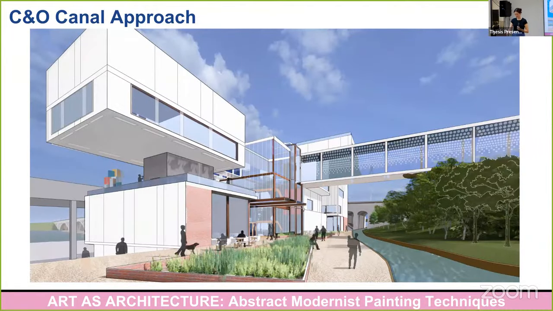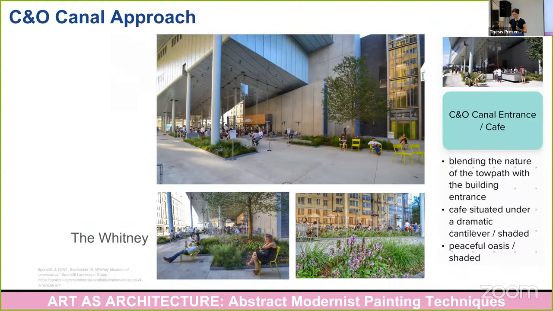The canal entrance is meant to be a moment of blurred edges by blending nature into the building, and creates a peaceful outdoor oasis through an outdoor cafe and patio area. The distinct building volumes juxtapose these moments of negative space between the buildings. Here are some more inspiration images of the intended cafe patio experience.